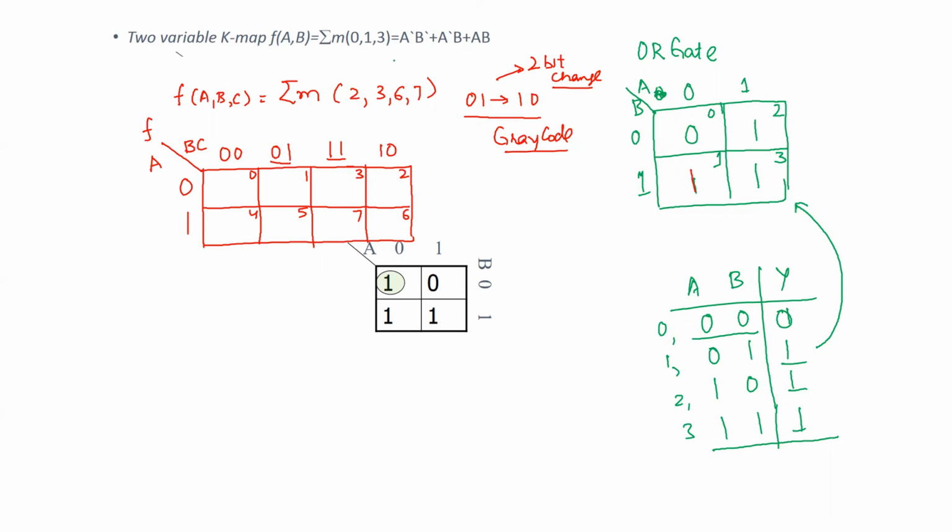So now things are done. The K-map is there. These are the values for which your output is 1: 2, 3, 6, and 7. The rest of them are zeros. This is how you are going to fill the values from a truth table or minterm specification onto the K-map.